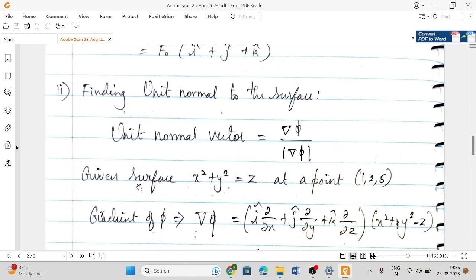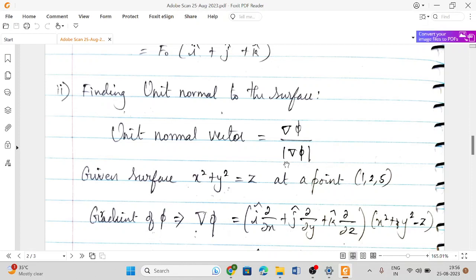This is the second problem, right? This is completely new, right? They will give the surface, and from that you have to find the gradient. So they gave the surface. If you plot this, just type this equation in Mathematica or Wolfram Alpha, and you are able to get the surface x square plus y square equal to z at the point 1, 2, 5.